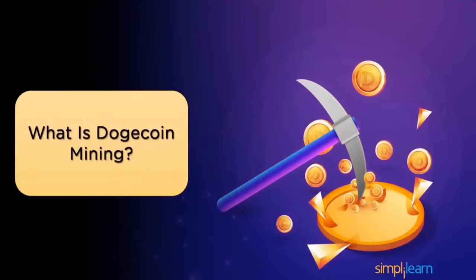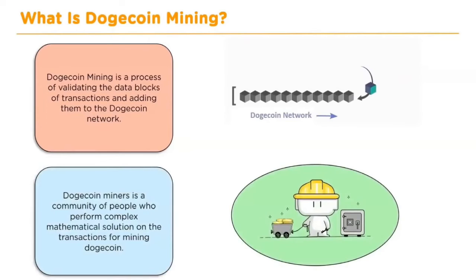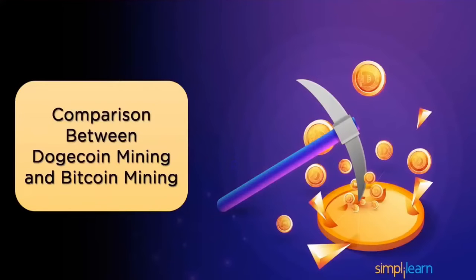So that brings us to what is Dogecoin mining. Dogecoin mining is a process of validating the data blocks of transactions by solving a complex mathematical problem and adding them to the Dogecoin network. Each confirmation of transactions adds a new block to the Dogecoin network. Miners perform this process. Dogecoin miners are a community of people who perform complex mathematical solutions on the transactions for mining Dogecoin. That makes me wonder what the difference is between Dogecoin mining and other cryptocurrencies' mining process.